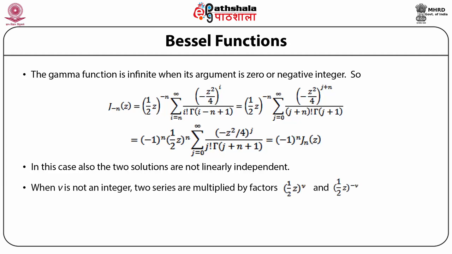When nu is not an integer, all terms in the two series are finite and non-zero. Further, one series is multiplied by the factor (z by 2) raised to power nu and the other with the factor (z by 2) raised to power minus nu. Hence, the two solutions are linearly independent.